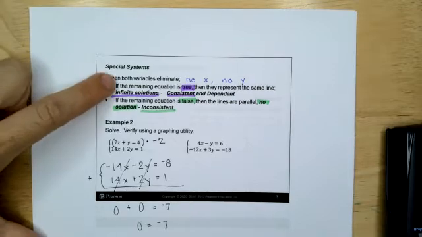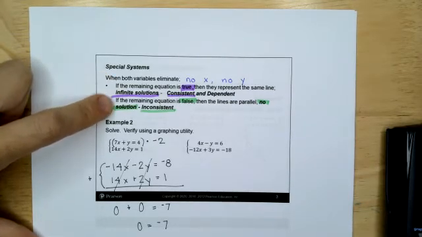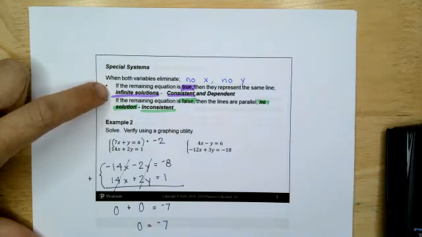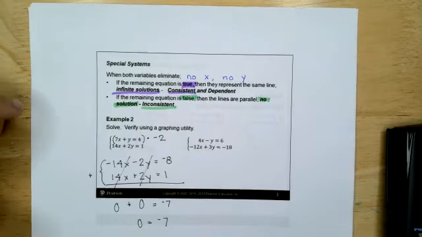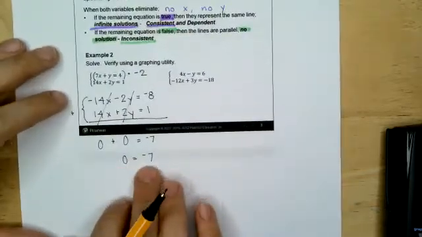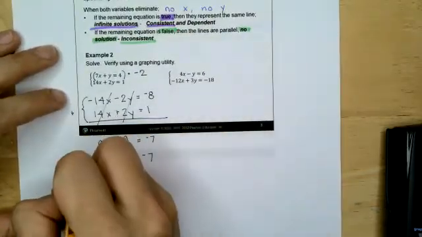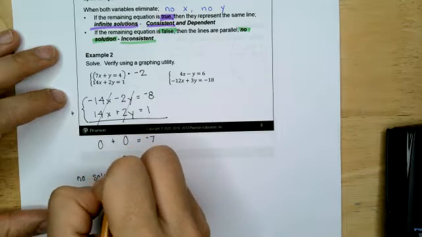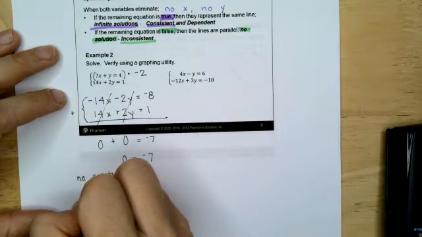Do you think this is true? They are the same line, or false? They are not ever going to touch. It is false, right? 0 is not equal to -7, so this is no solution. Inconsistent.